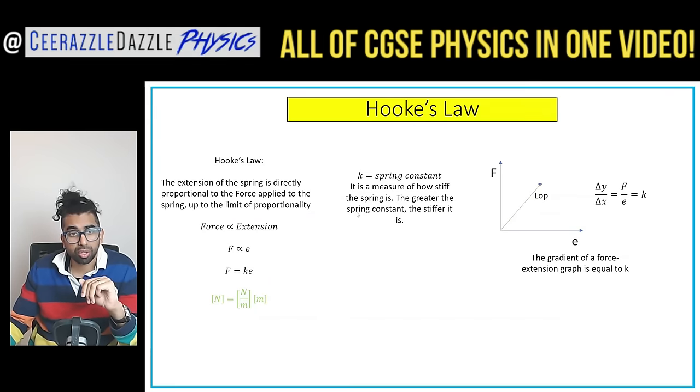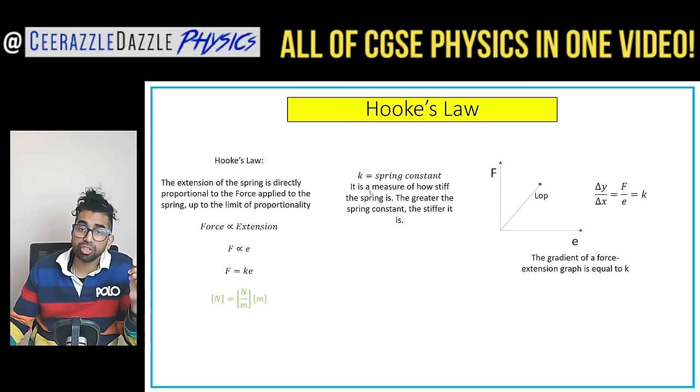Hooke's law: up to the limit of proportionality, we should recognize that force is directly proportional to the extension. Therefore F is equal to a constant times E. We're going to call this constant K, and that represents the spring constant. It's a measure of how stiff the spring is. The greater the spring constant, the stiffer the spring is. Force is in newtons, extension in meters, and the spring constant is in newtons per meter.